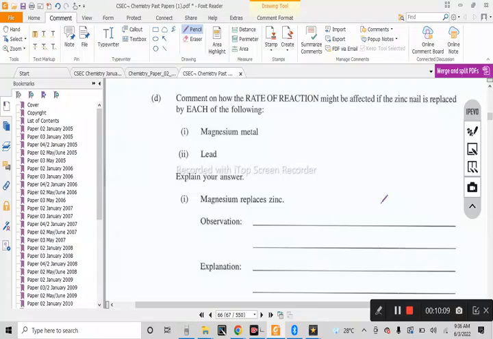Now, comment how the rate of reaction might be affected if the zinc nail is replaced by each of the following. If we take out the zinc and use some magnesium metal instead, how would the reaction rate be? There are 5 factors that affect the rate of a chemical reaction. What are these factors? If you know them: concentration, catalyst, and for a gaseous reactant, the pressure.